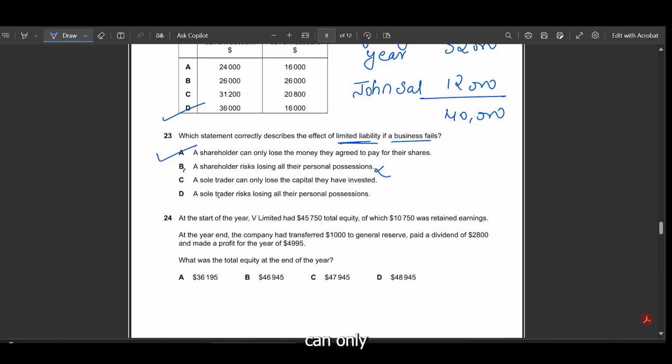C, a sole trader can only lose. So when I'm talking about limited liability, it talks about a company. So a sole trader will never come into the picture. Hence these are eliminated. So the right answer in this case is A.